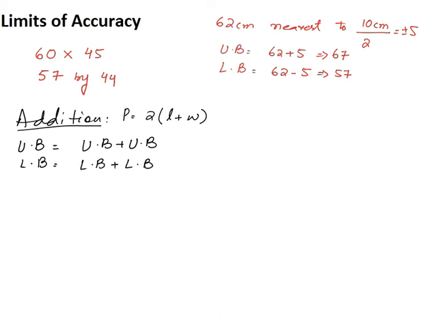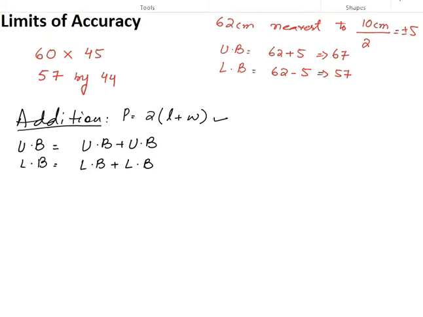Like here, if we are finding the perimeter of a rectangle, then to find the upper bound of the perimeter, we will take the upper bound of length and similarly the upper bound of width. And if we are finding the lower bound of the perimeter, we will take the lower bound of length and the lower bound of width.